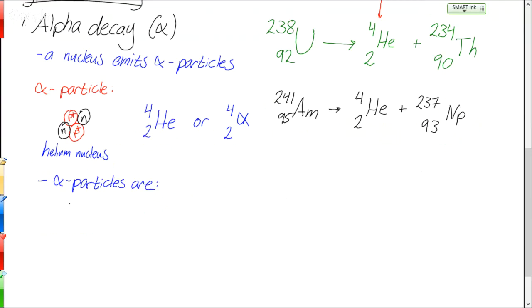So alpha particles are large. I mean, relatively speaking. Obviously, they're tiny because they're just a nucleus. But compared to other types of radiation, they have a lot of mass. Remember, most radiation is just energy. It has no mass at all. So alpha particles are, by comparison, pretty large, which means when they hit things, they can do some damage.